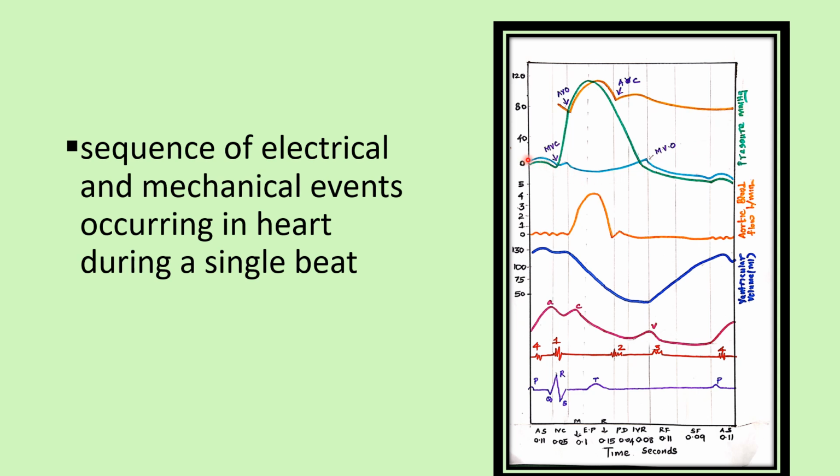And the ventricular pressure curve. This is the ventricular pressure curve, and the atrial pressure curve. This is the atrial pressure curve, and aortic blood flow, and ventricular volume, and jugular venous pulse, phonocardiogram, and electrocardiogram.